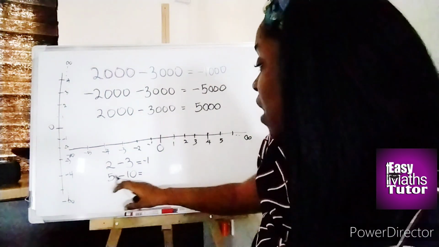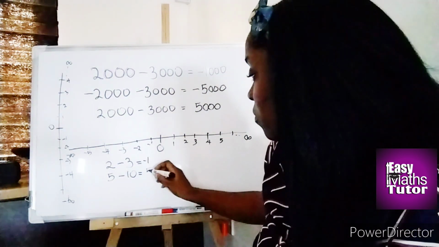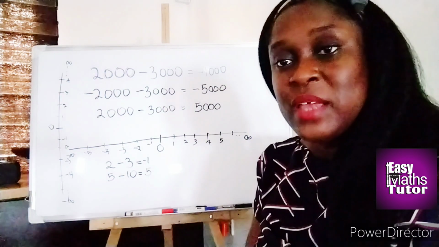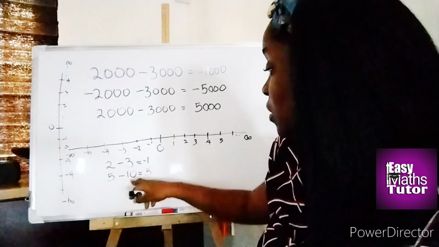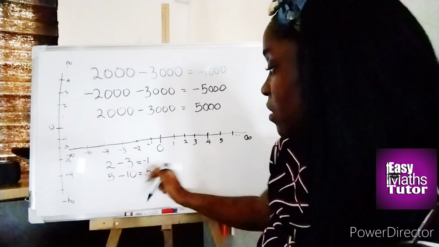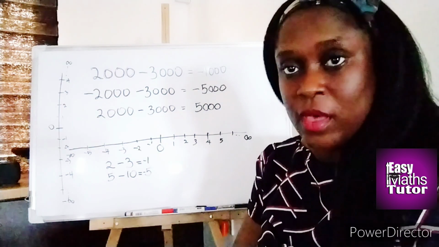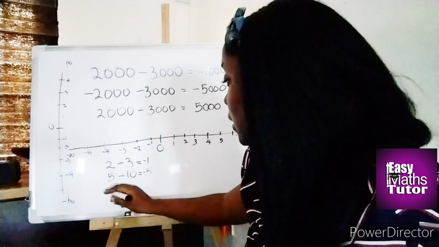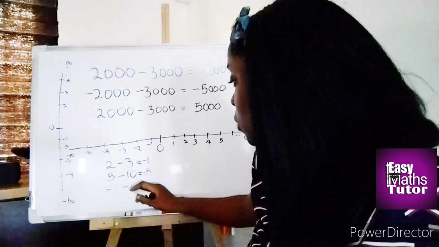Okay? You have 5 minus 10. You know that 10 minus 5 is what? 5. But now, in this function, 10 is more negative than 5. Therefore, the answer will be minus 5. So what if we have something like this? Minus 1, minus 1.